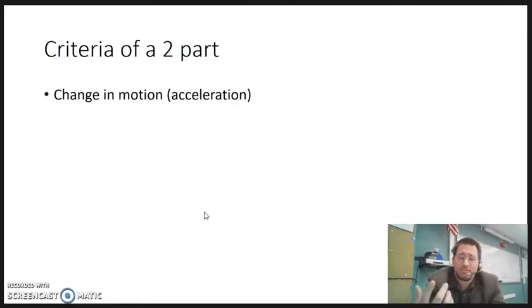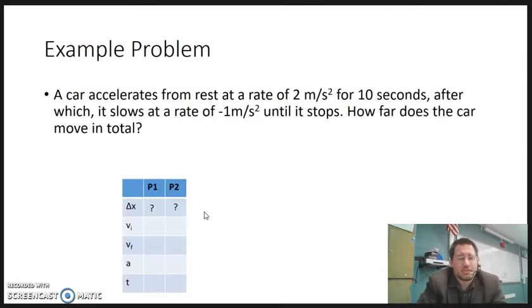Well, what do I mean by that? Let's take a look at an example problem. A car accelerates from rest at a rate of 2 meters per second squared for 10 seconds, after which it slows at a rate of -1 meter per second squared until it stops. How far does the car move in total?